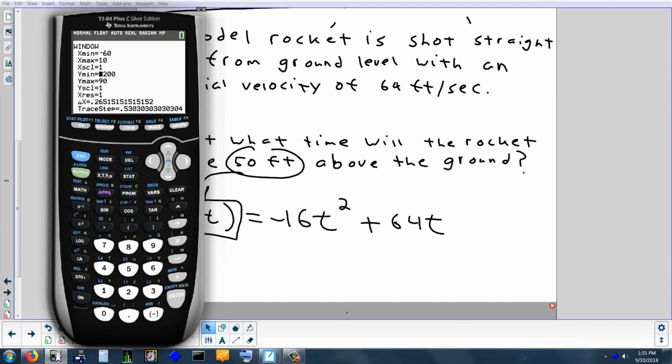Now, if y is the height of the rocket, does negative 200 make sense? Not unless the rocket is drilling into the ground, so it's not happening. X is time, so unless you're Biff or Marty, negative doesn't make sense.